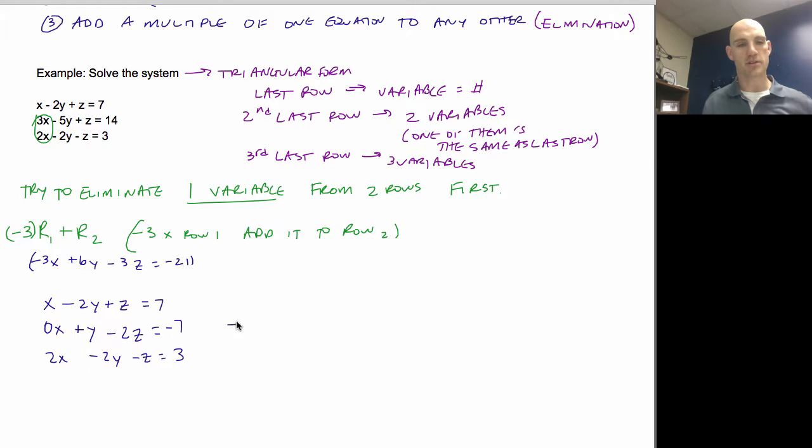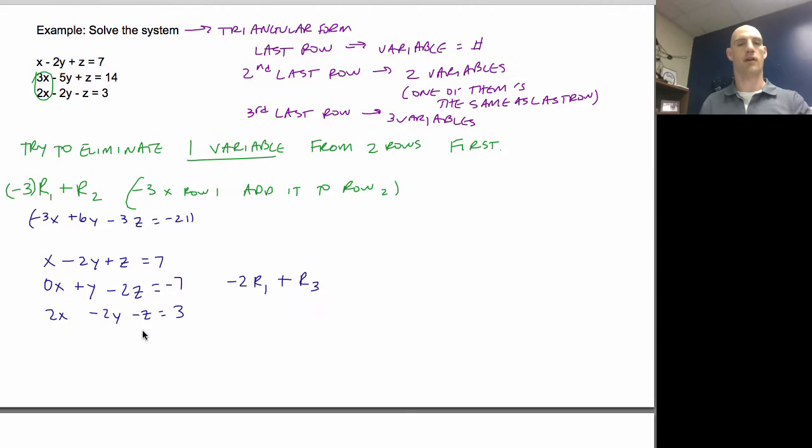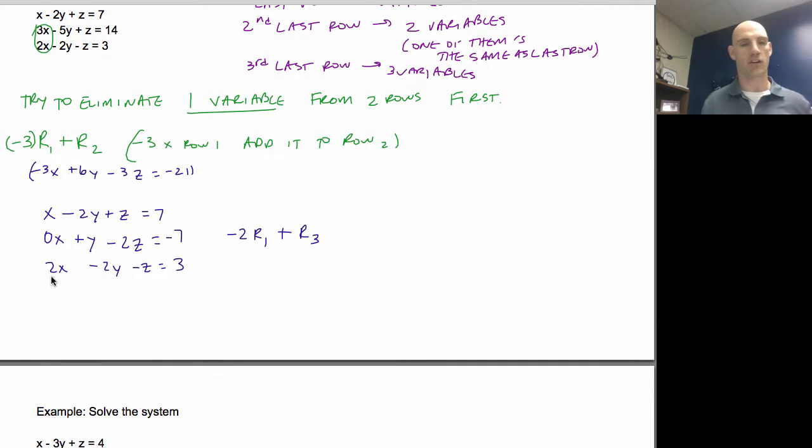And so what I'm going to do is -2 times row 1, and I'm going to add it to row 3. Why would I do that? Well, that's going to help eliminate my x here. So I'm just systematically eliminating variables. And so -2 times row 1 is going to be -2x plus 4y minus 2z equals -14. Okay, that's what I'm adding.